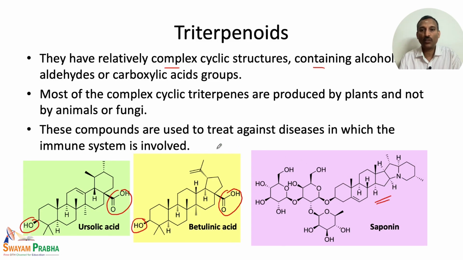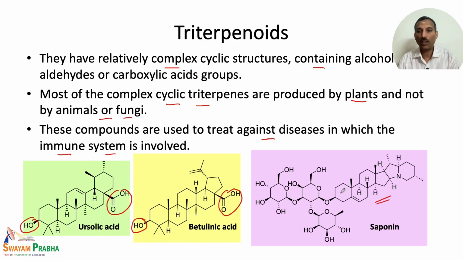So these are all the different types of compounds, and many of the complex cyclic triterpenes are produced by plants and not by animals or fungi. So this is the major difference. Although many triterpene compounds are formed by plants, animals and fungi, many complex cyclic triterpenes are produced only by plants, and many of these compounds are generally used to treat various diseases in which the immune system is involved.